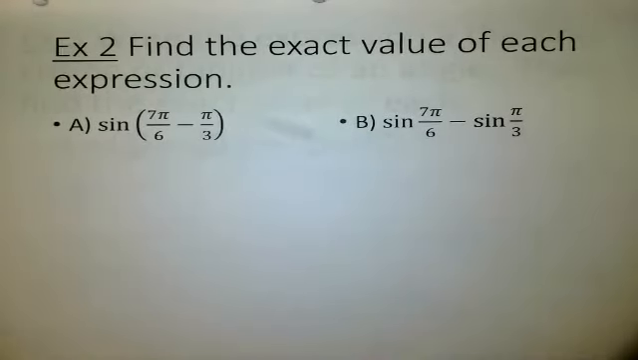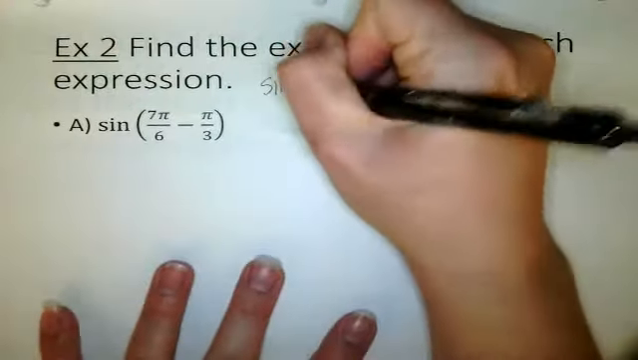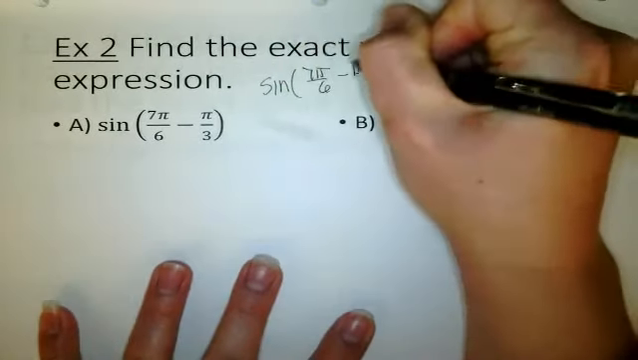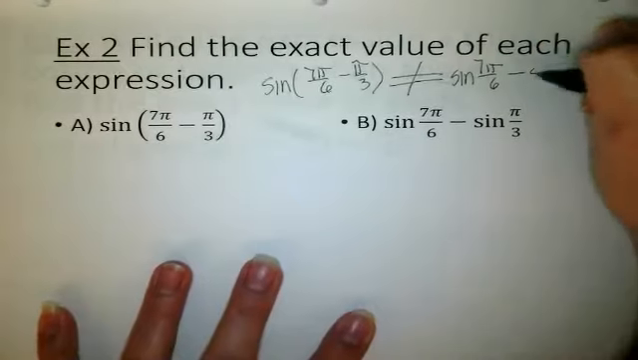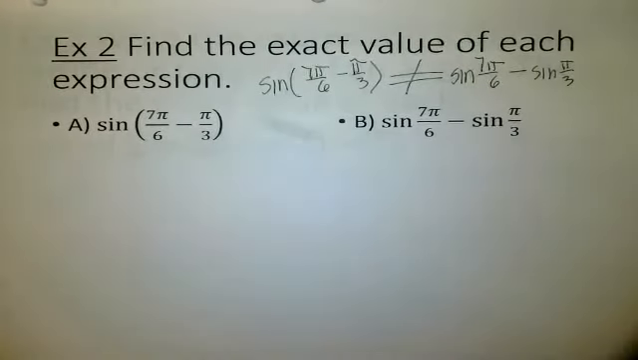Are they the same thing? No, they are not. This entire example and the first question on your homework is to illustrate that sine of 7 pi over 6 minus pi over 3 does not equal sine of 7 pi over 6 minus sine of pi over 3. Why would people think that they are equal to one another? Distributive property, okay? You cannot distribute functions. We can distribute numbers, we can distribute variables, but not trig functions. It's not a number we can distribute.